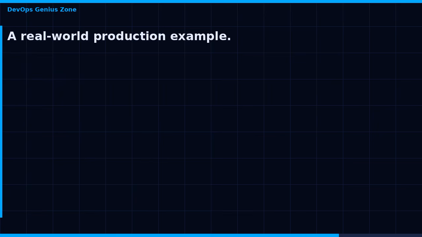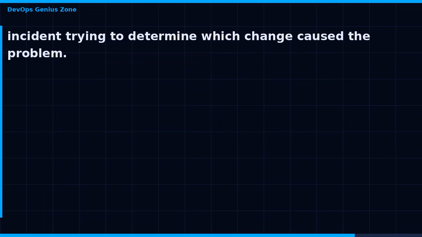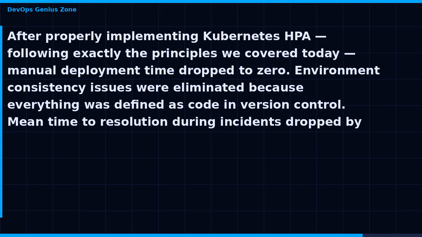A real-world production example. Let me give you a concrete scenario from the US enterprise world. A company with 15 microservices was spending 4 hours per week on manual deployments, experiencing environment inconsistencies between development and production, and losing an average of 45 minutes per incident trying to determine which change caused the problem. After properly implementing Kubernetes HPA following exactly the principles we covered today, manual deployment time dropped to 0. Environment consistency issues were eliminated because everything was defined as code in version control. Mean time to resolution during incidents dropped by 65% because every change was tracked, auditable, and instantly reversible.